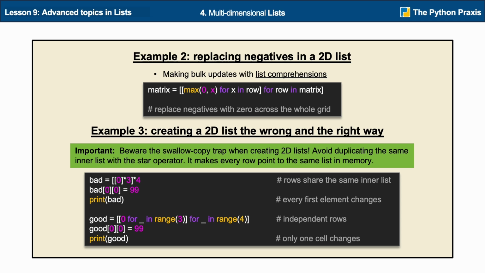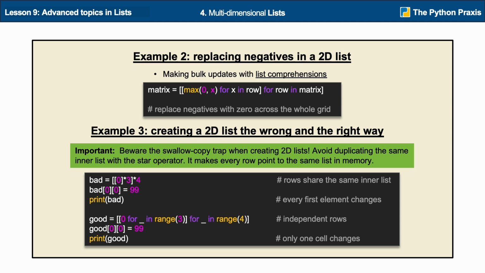It makes every row point to the same list in memory. We will explain this issue in example 3. The wrong version is, we create a list called bad using the star operator. Here all rows reference the same inner list. And when we try to change the first element in the first row, we actually change every first element in all rows.